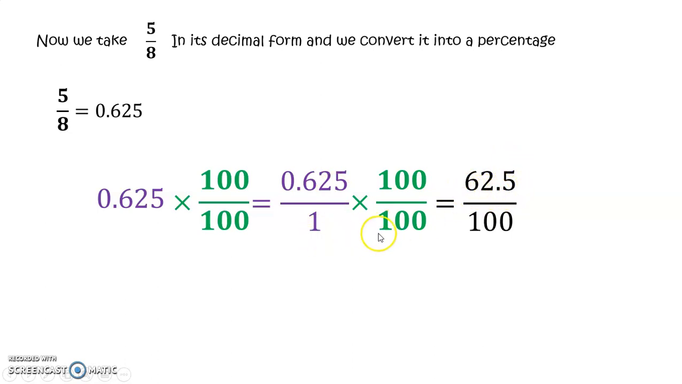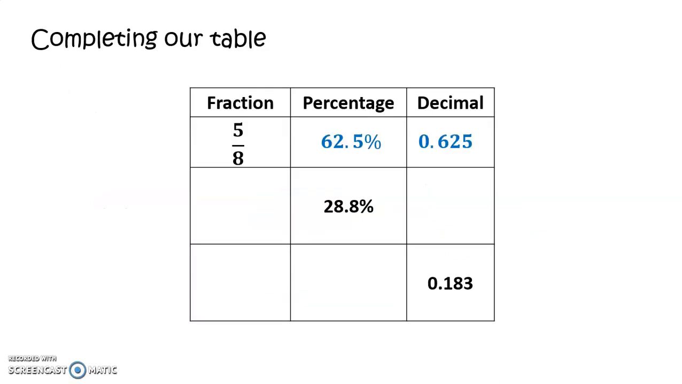And then when you multiply 1 times 100, you get 100. So we already have a fraction, a fraction in question marks, because when you are talking about fractions, you can have a decimal number on the top. So this is a fraction in question marks that has a denominator of 100, meaning that we have 62.5 per each 100, or 62.5%. So we already have the percentage, and we can go to our table and write down our percentage in here. So we already have completed the first row.